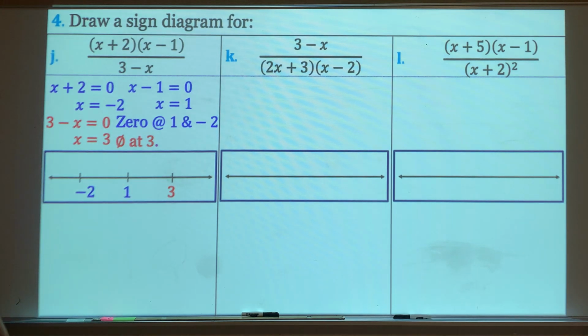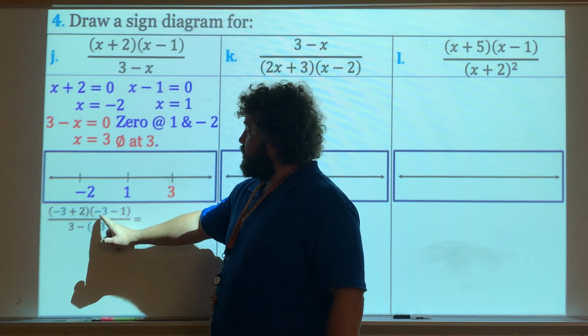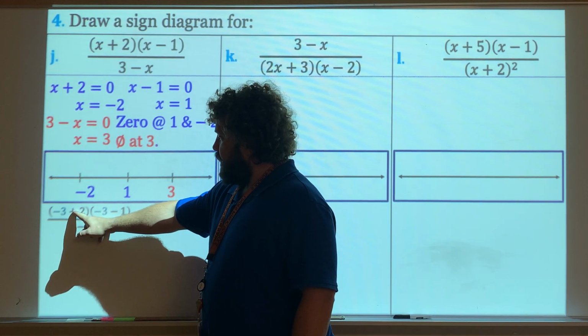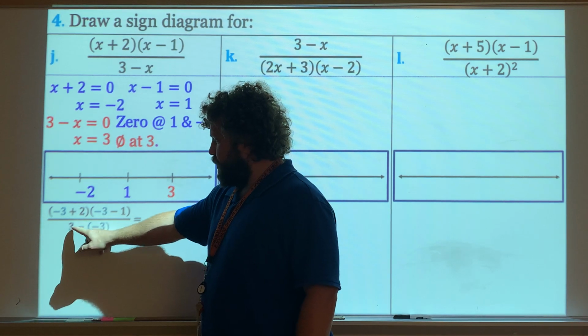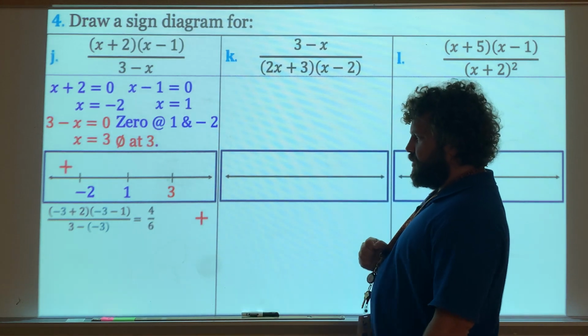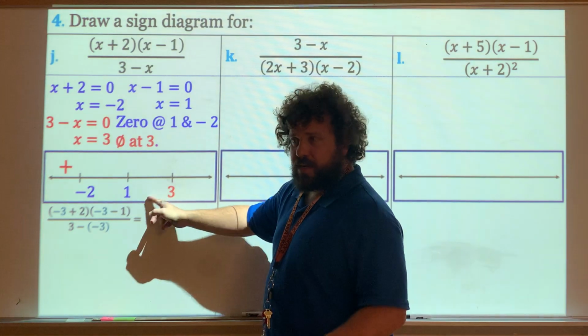Pick a number less than negative 2. Negative 3. Negative 3 plus 2, negative 3 minus 1, 3 minus negative 3. Negative 1 times negative 4 is positive 4 over 3 plus 3 is 6. So 4 over 6, which is positive 2/3. There's our answer. You don't have to reduce this. All you care about is the sign.